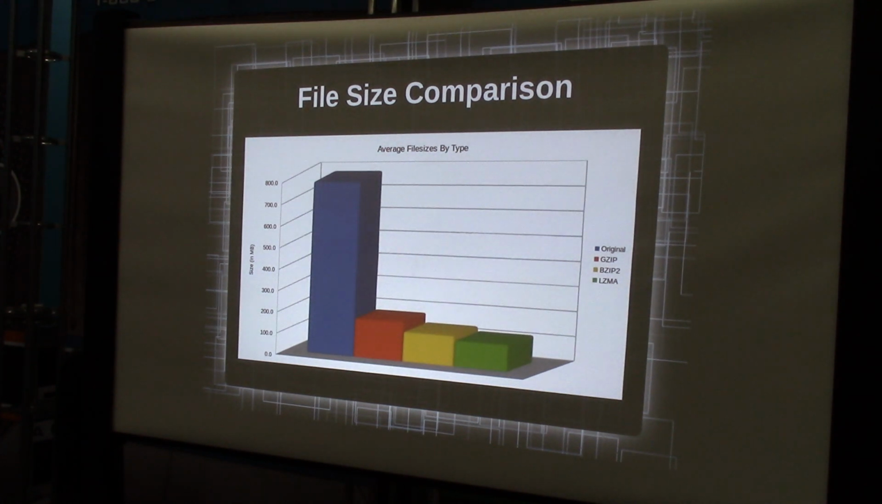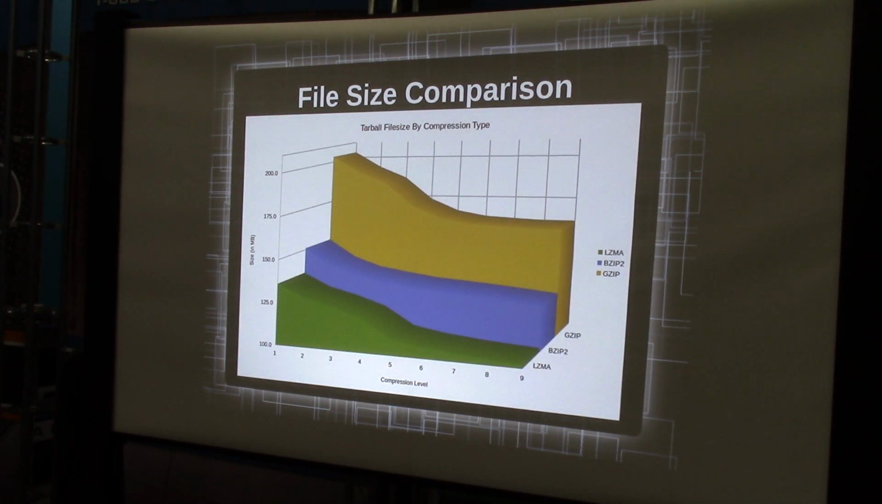File size compression, the bar on the left was the original file size with the 3 other versions. So the orange was GZIP, the yellow was BZIP, and then green was LZMA. So that's the average across the file sizes from level 1 to level 9. We took all the sizes and averaged them. That's kind of where we landed.